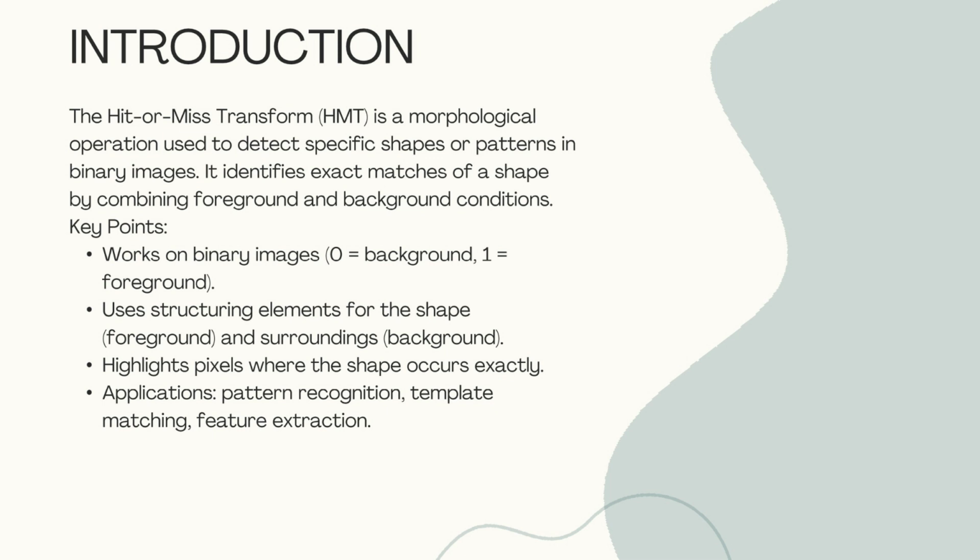The hit or miss transform, HMT, is a fundamental operation in mathematical morphology used to find exact shape matches in binary images. It uses two small matrices called structuring elements, one to match the shape of the object we want to detect and another to define the background pattern around it. Only those pixels where both the shape and its background fit perfectly are detected. Hence, HMT is widely used for precise pattern recognition in images.